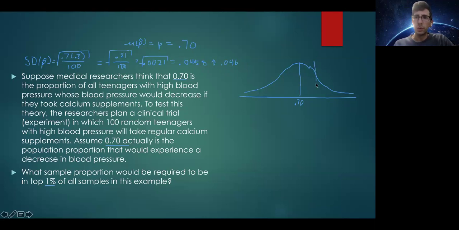So now as we move from our mean up 1 standard deviation, we can add that 0.046 to our 0.70 and get 0.746. Add another 0.046, get 0.792. And then lastly, if we go up a third standard deviation, we'll get 0.838.